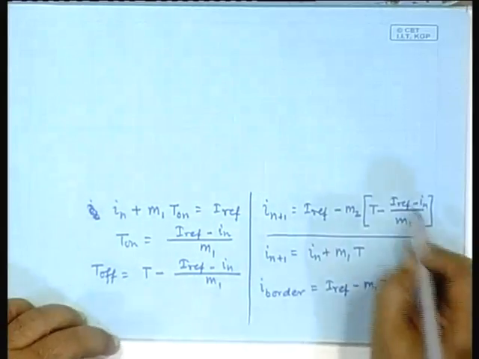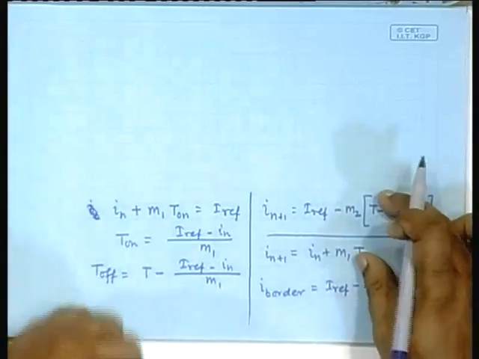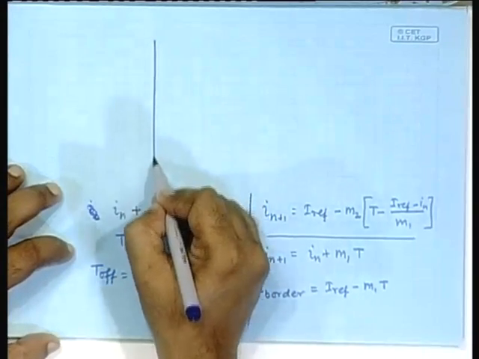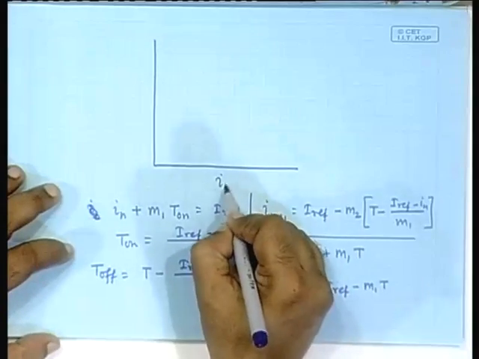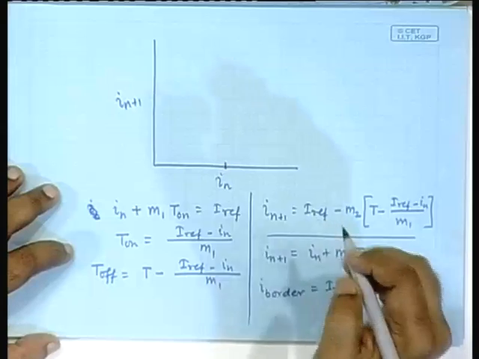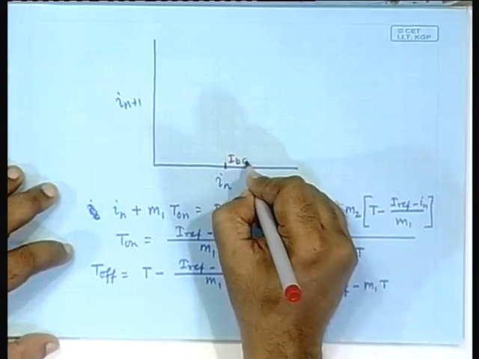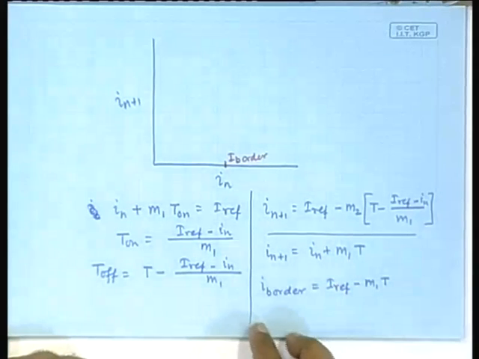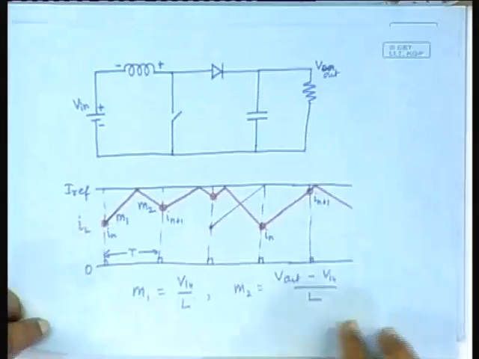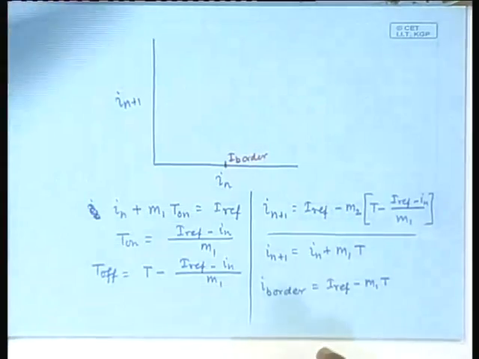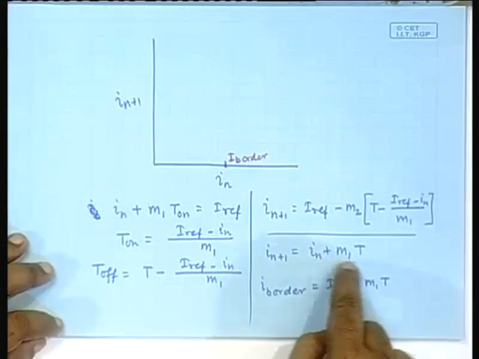Fine. So, here you have the final description of the system. These are the two compartments and this is the borderline condition. So, let us draw this graph, I n versus I n plus 1. Somewhere there would be the borderline case, say the borderline case is here. So, this is I border. Below I border, that means if the initial condition is below that, obviously it reaches like this. So, you have to take this equation I n plus M1 T.